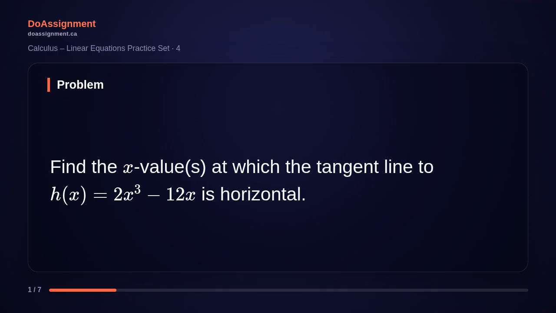Find the x values at which the tangent line to h of x equals 2x cubed minus 12x is horizontal. Now let us work through the solution step by step.